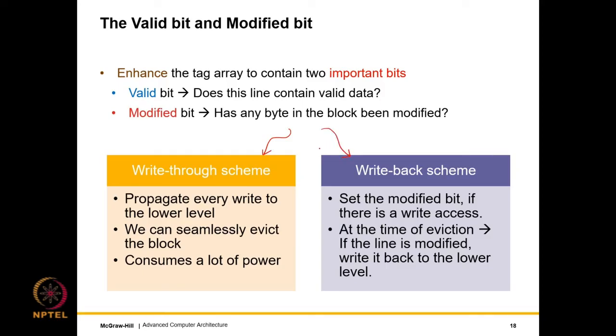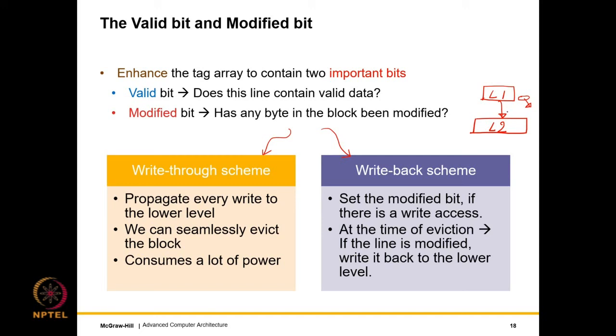So in the write through scheme, what we do is that we propagate every write to the lower level. Let's say we have the L1 cache and we have the L2 cache. Whenever we have a write, every single write is propagated to the lower level. This is expensive in terms of messages and power, but the advantage is that if we want to throw out any block from the cache, we just throw it out. There is no reason to write it to the lower level at that point.